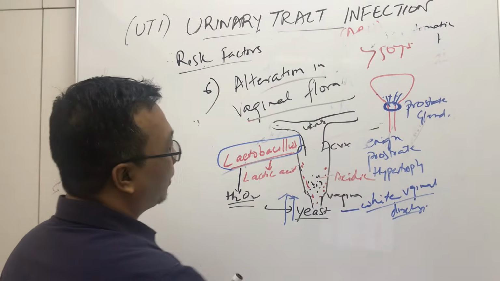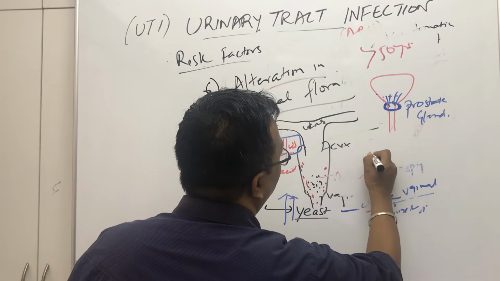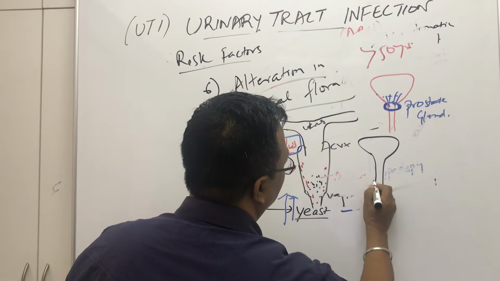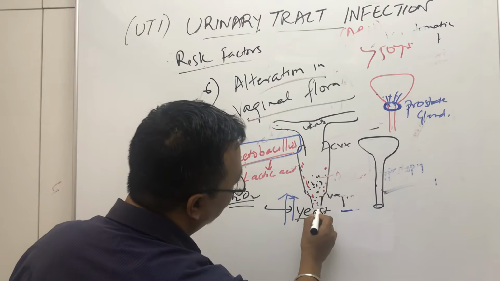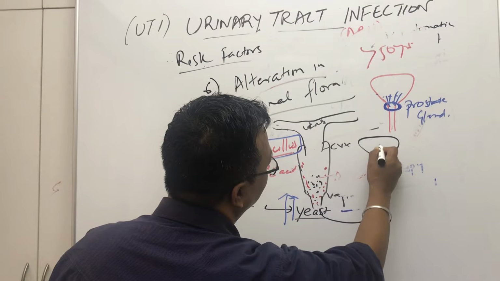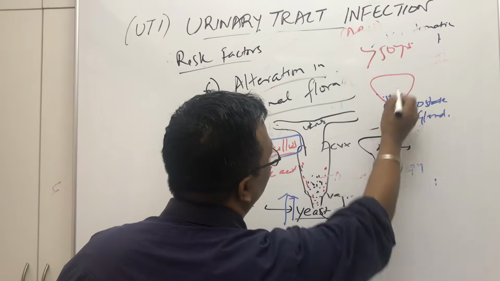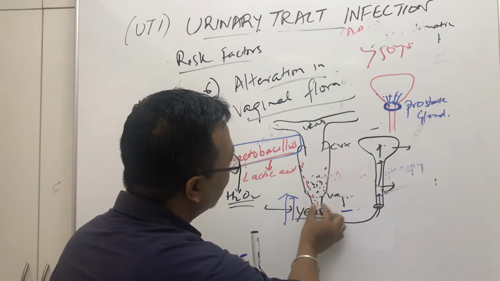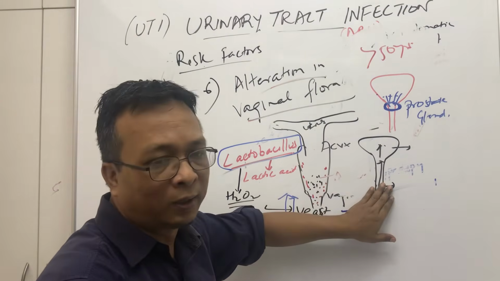As I told you, here is the bladder with the urethra. If the bacteria multiply, very soon they will migrate to the urethra also, and there will be ascending infection causing lower urinary tract infection or cystitis, or going to the kidneys causing pyelonephritis, because they are close. This is the vaginal opening, this is the urethral opening. They are close, so any infection here can quickly go here.